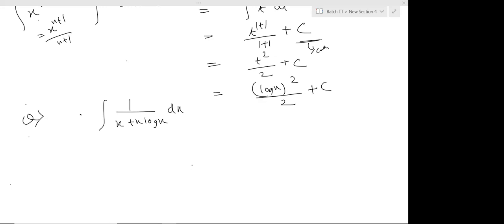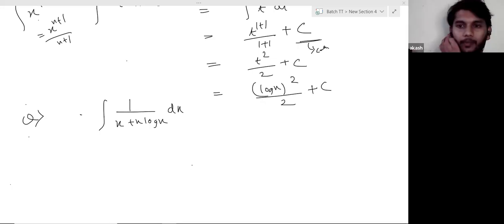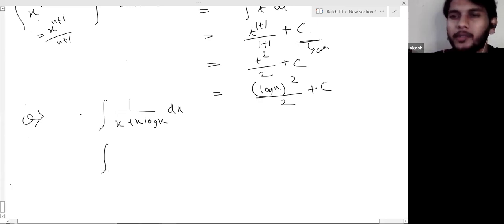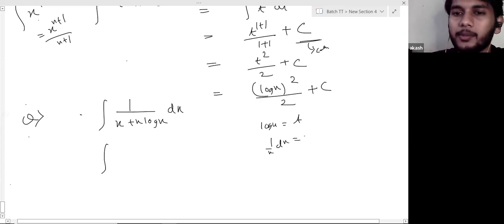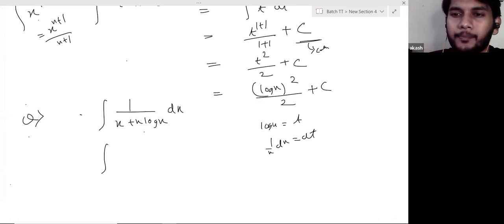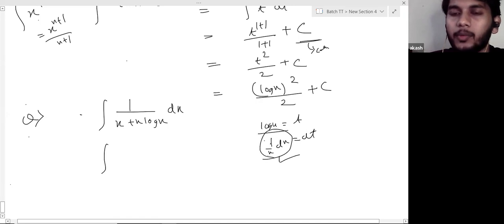So can you do the question? All right, very simple question. See, whenever you see log x, always try to find 1 upon x, right? Because when you take log x as t, we have seen that 1 upon x dx equals dt. So is there any way you can find 1 upon x in this question? We need 1 upon x into dx. If we have this, then we can assume log x is t.